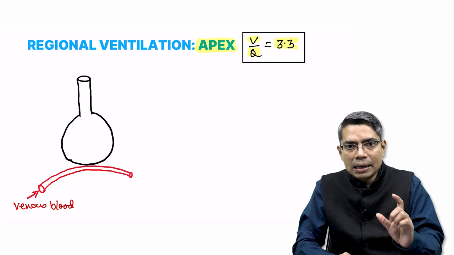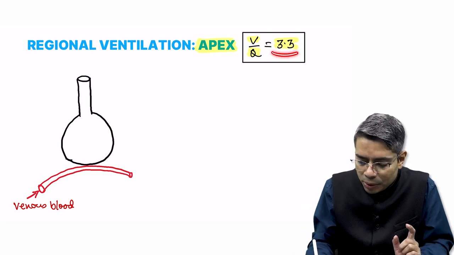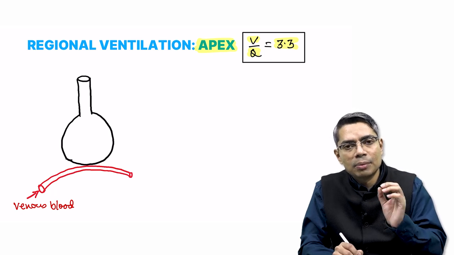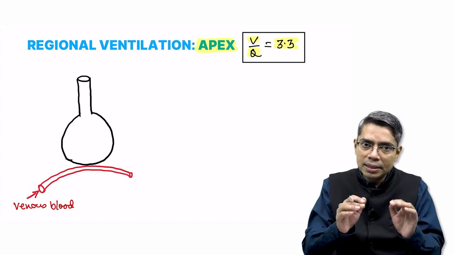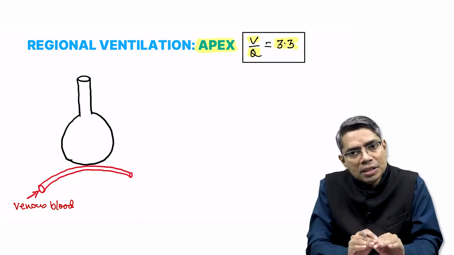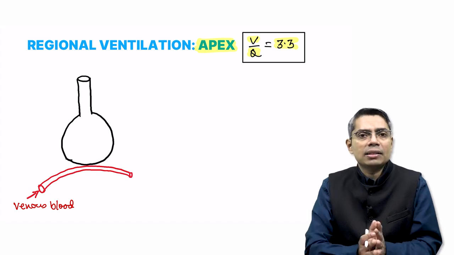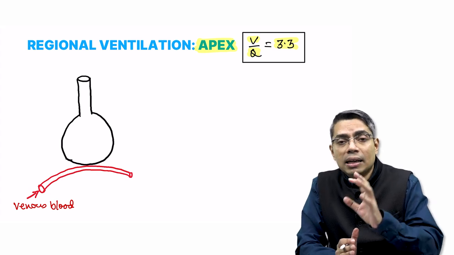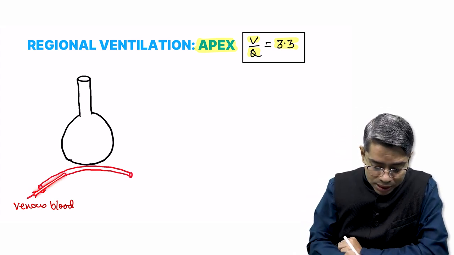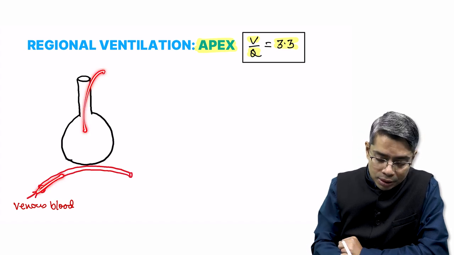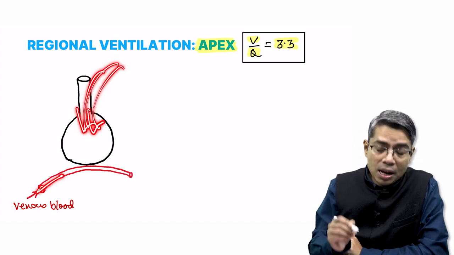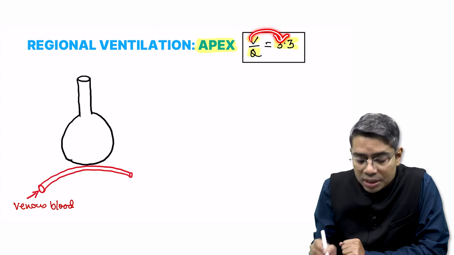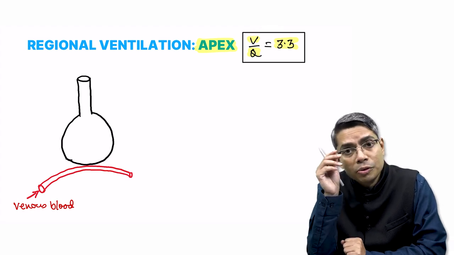But this alveoli has a VQ ratio of 3.3. That means the ventilation is 3.3 times that of the perfusion. Ventilation is less here, perfusion is also less here. But if you compare ventilation and perfusion, then ventilation is 3.3 times higher than the perfusion, which means whatever amount of blood is reaching here, that is the perfusion, the ventilation is 3.3 times higher than that. Now, if the ventilation is 3.3 times the perfusion, what is going to happen?